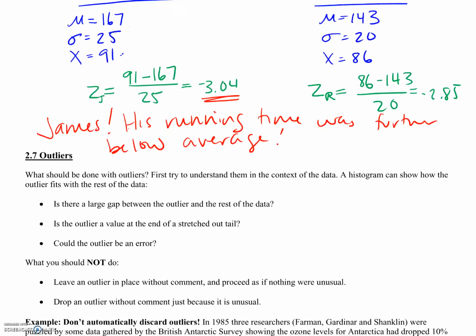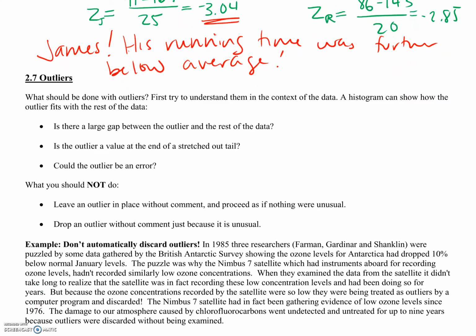So moving on to the last couple bits here. We have a section about outliers. We've spent the last bit here using z-scores to identify outliers, using the fence formulas for box plots to identify outliers. And basically, what do we do with outliers? The answer is we make sure we comment about them. It says do not leave them in place without comment and do not drop them without comment.